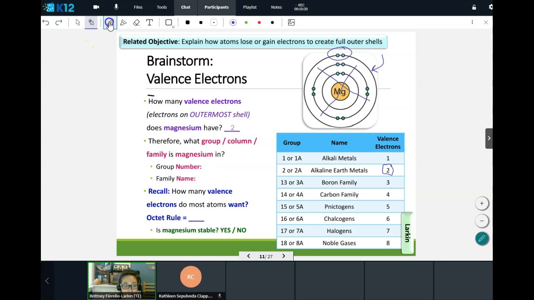Remember that we learned last week that the group numbers are related to the number of valence electrons. So tell me in the chat box, what group is it therefore in?